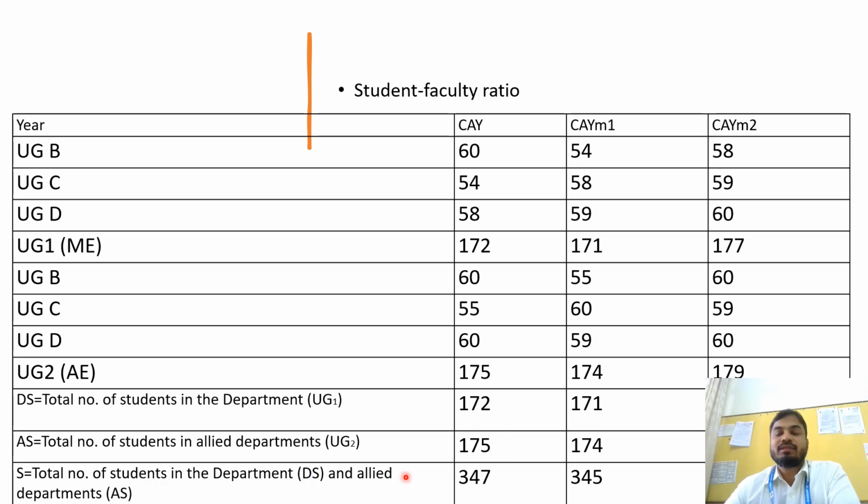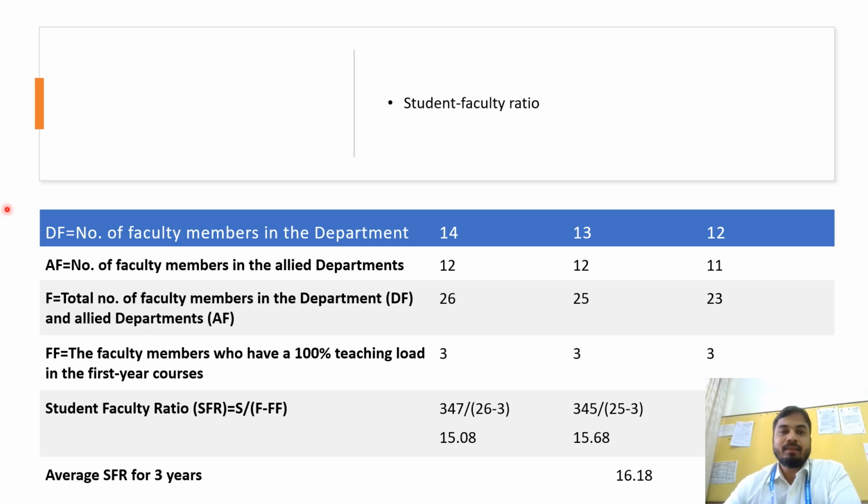So the total number of students in the department is the allied department plus the actual department for which NBA is going, which will be equivalent to 172 plus 175, which is 347. Similarly for CAY M1 and CAY M2. Once we get that, this is the continuation of that table. So DF is the number of faculty members in the department, that is in mechanical engineering, 14. AF is the number of faculty members in the allied department. For aeronautical, if we have 12 faculties, then the total number of faculties in the department will be DF plus AF, which will be equivalent to 14 plus 12, 26.